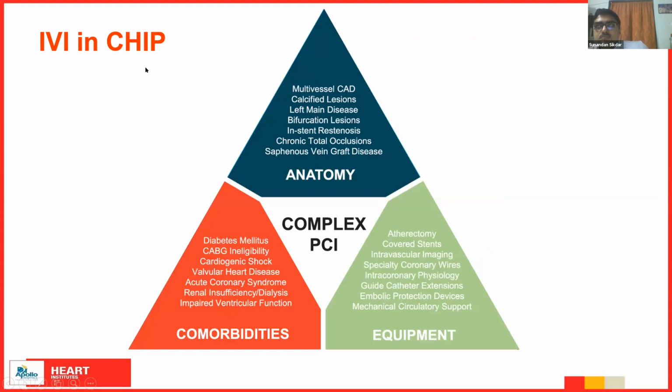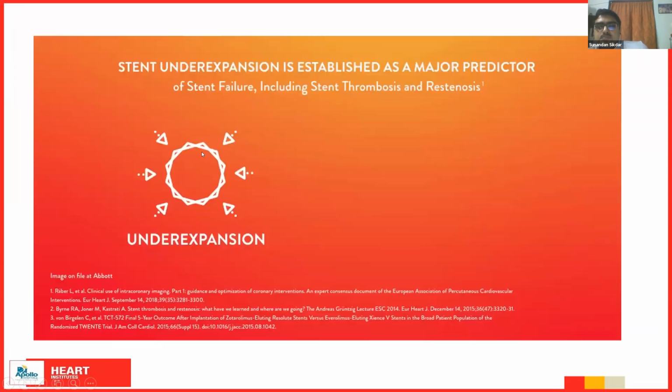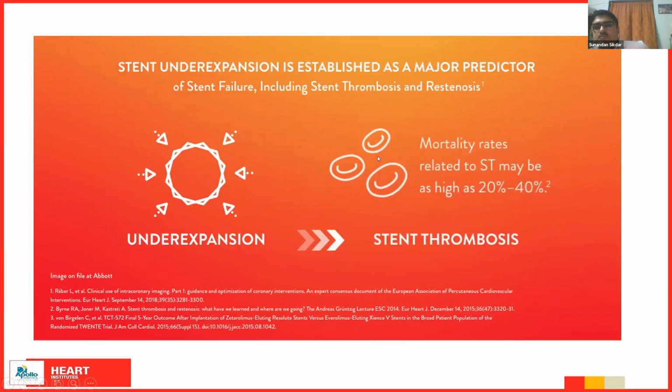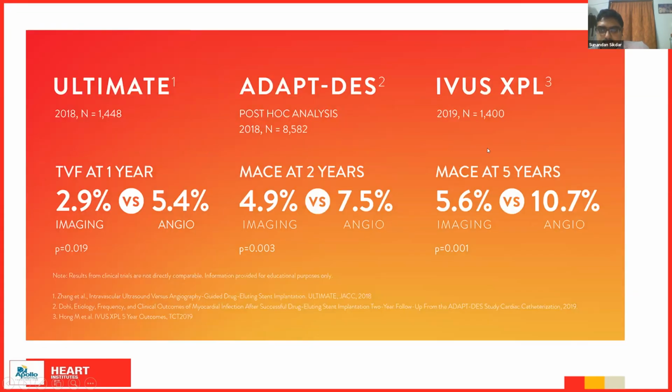Now, if you see the intravascular imaging in CHIP, what is the position? Complex PCI rests on three pillars: the anatomy, the comorbidities, and the equipment. And here definitely intravascular imaging has a role in complex PCIs. Now, why do we need OCT in CHIP cases? Let us see, under-expansion is a major problem in CHIP cases, and definitely we know that if we use OCT, possibly the mortality rates can be decreased because of stent thrombosis. Now, these three studies have clearly shown us that whatever the type of cases, when imaging is done, the results and the long-term outcomes are better.